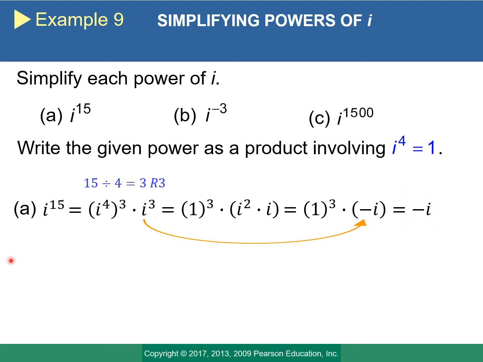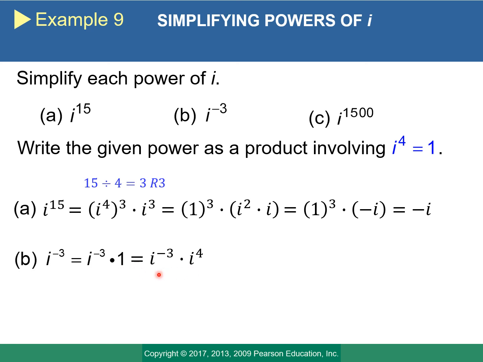Let's try letter B. Letter B is a little different. It's a negative exponent, so what we're going to do here is actually multiply by 1. Remember, you're always allowed to multiply anything by 1 to help you out. And in this case, it's going to help us out because that's a power of i. This is kind of the tricky part. You have to know to multiply by the number 1. And then we know the number 1 is i to the 4th. So i to the 4th is the same thing as 1.